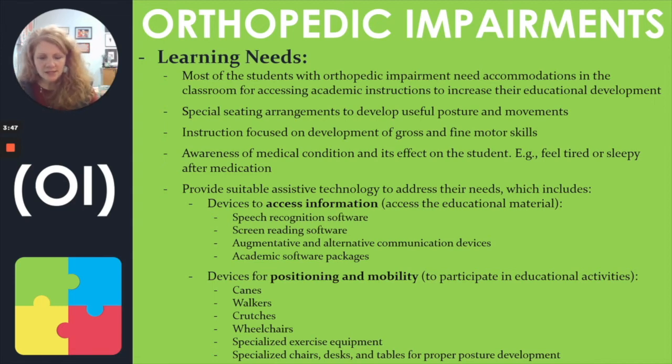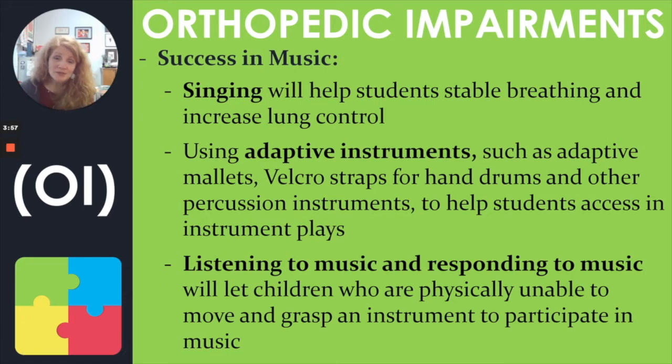All right, now let's see how we can help that in music education. So successes in music. Well, remember, singing will help students stabilize breathing and increase lung control. Now, like kids with muscular dystrophy, they may have issues with deep breathing, and there's a whole group of them that have issues with their ability to take those deep breaths and the linings around the lungs, and what they need to be able to support good singing. But that doesn't mean that you can't still work on singing, but taking good deep breaths and teaching that along with their ability to produce the sound.